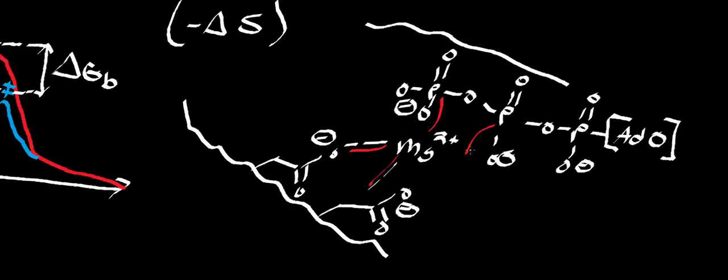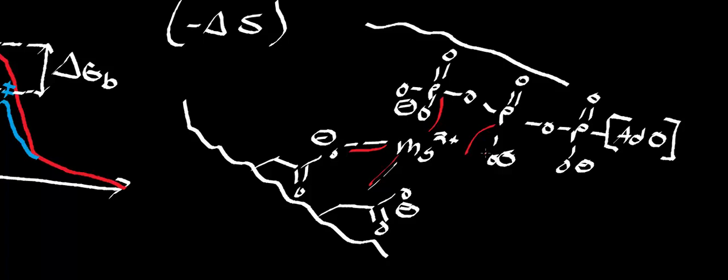Well, it might enter the active site, but it's going to be flopping all around, right? What the magnesium is doing is holding that ATP in place. So in other words, what's happening is there is a decreased number of positions that ATP can be in, right?